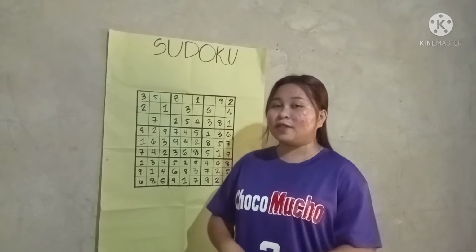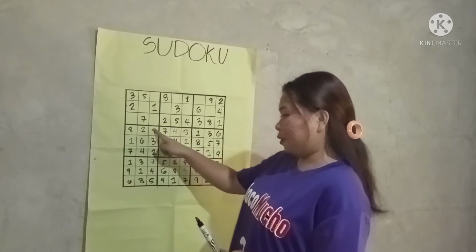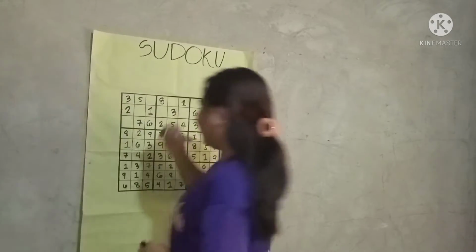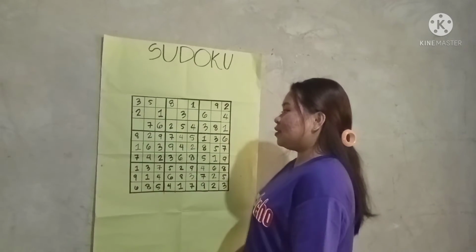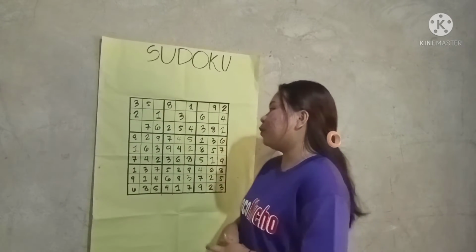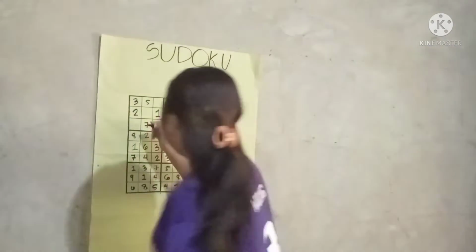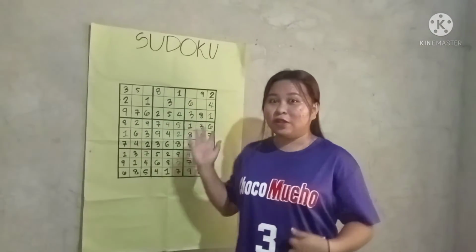The remaining numbers are only 6 and 9. So as you can see in this box, there's the number 9. So we're gonna put the number 6. There. So there's the number 6. Lastly, the remaining number will be the number 9. So we're gonna put the number 9 in here. So there. Let's go to row 8.